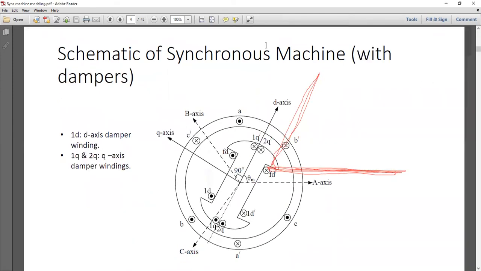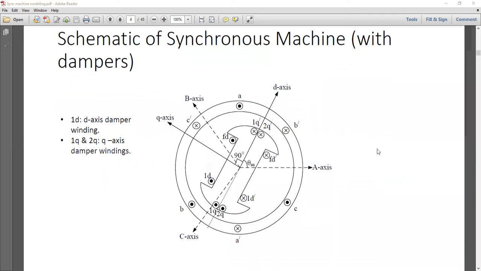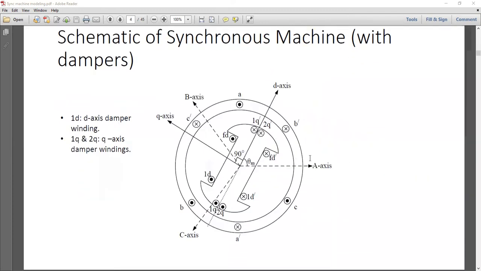So now we move into a little bit more complex thing slowly. Now we introduce damper windings in our machine model. As you can see clearly, this is the cross-sectional view again. Let's start with the D axis. In the D axis, initially we had only FD and FD dash. That is still there, because this is the field winding.